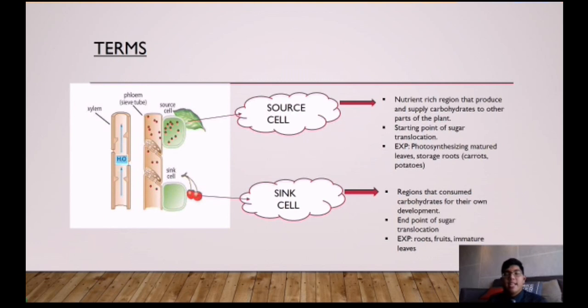Before we get further, there are a few terms that we should be familiar with in this subunit. The first one is the source cells, which are areas of the plant that produce and supply sucrose to other parts, for example the mature leaves. Next, we have the sink cells, which are areas of the plant that consume the sucrose from the sources for their own development, for example the roots.